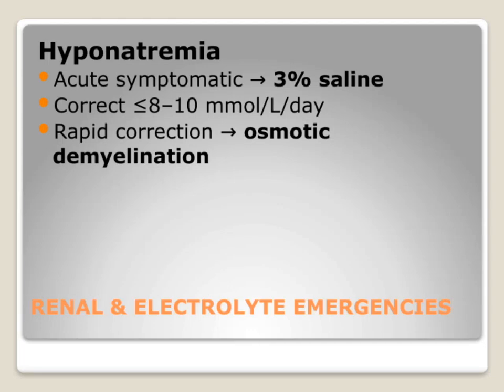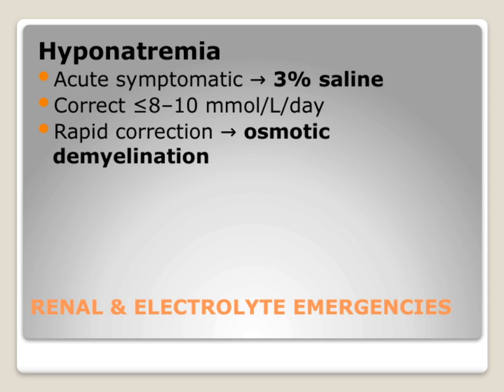Let's talk about hyponatremia, which is a common electrolyte imbalance we encounter in clinical practice. When it's acute and symptomatic, the priority is to correct the sodium level carefully. Typically, we use 3% saline solution to raise the serum sodium, but it's crucial to do this gradually. The recommended correction rate is no more than 8 to 10 mmol per liter per day to avoid complications.